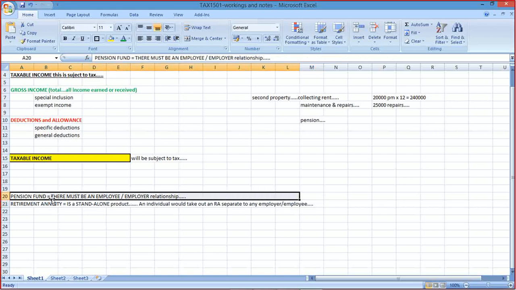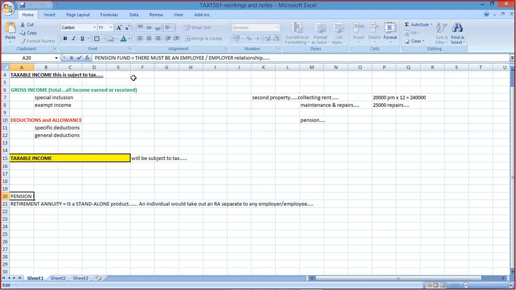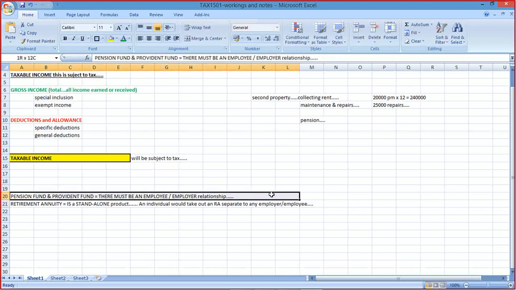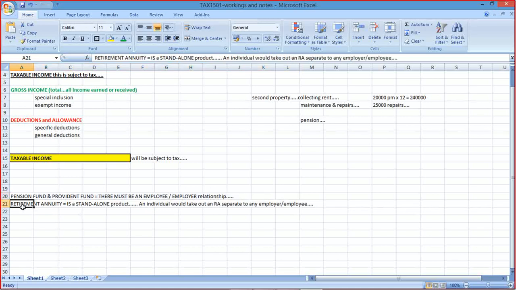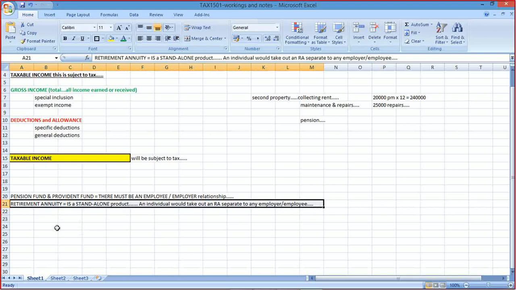The pension fund has to have an employee-employer relationship. That's what differentiates those two. A provident fund is the same. There needs to be an employer-employee relationship. So pension fund and provident fund both require a relationship between you and an employer. You have to be employed by a company if you want to start a pension fund. For a retirement annuity, you don't have to be employed. You can be a separate individual on your own, making your own contributions to an RA. It's perfectly allowable. It's additional savings towards retirement.